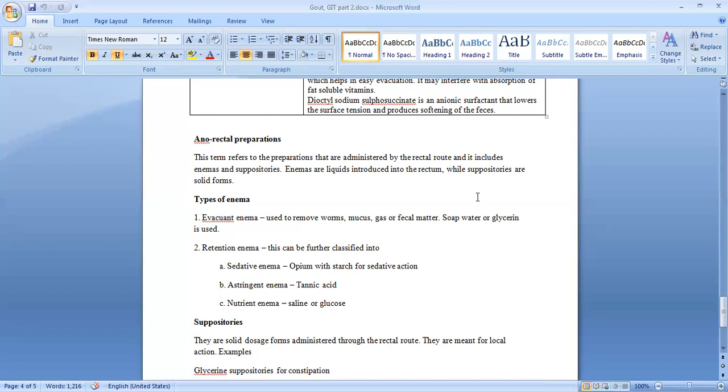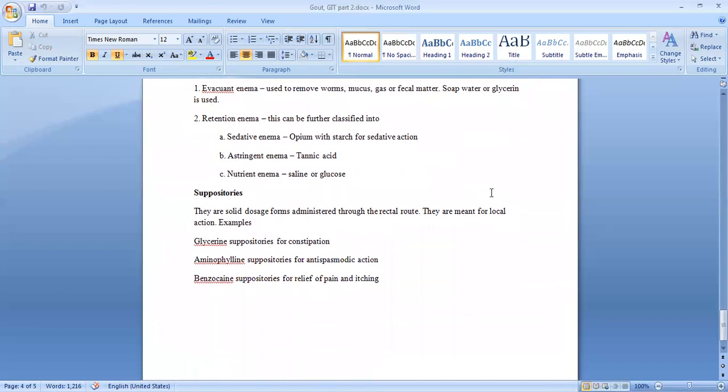Then the other category is what we call retention enema. This means you will deliver some drugs through the enema form into the rectum, and it is supposed to remain in the rectum for some time and exert its action. In the past they were using this often, but now it is not so much used. Sedative enema: if you want to have sedative action on the GIT, then opium combined with starch can be given. Then astringent enema, tannic acid can be given. And nutrient enema, saline or glucose can also be administered through this route.